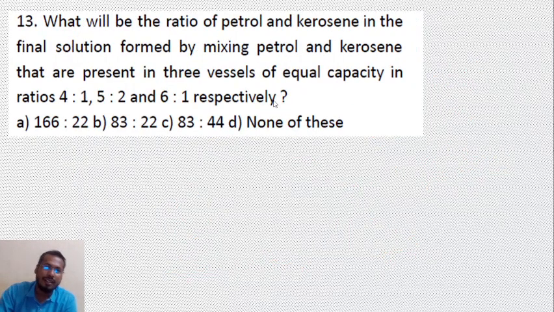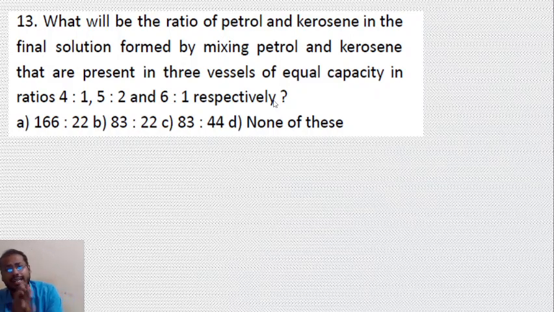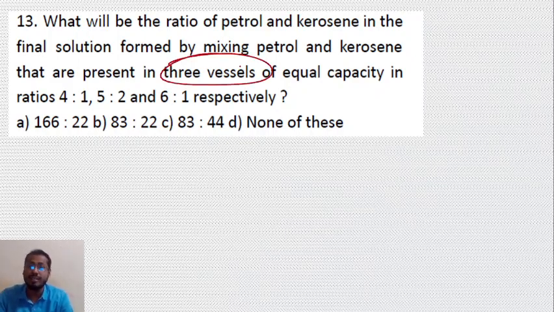Correct? Okay, next question. What will be the ratio of petrol and kerosene in the final solution formed by mixing petrol and kerosene that are present in 3 vessels? Look at this. Still now we have seen only 2, but here they are dealing with 3 vessels of equal capacity in ratio. Ratio was given. As usual, we had done the same concept for 2 vessels in the second or third problem, but here it is 3 vessels.